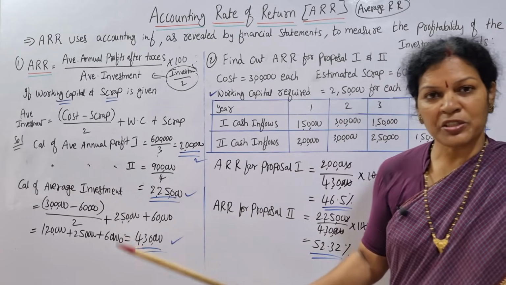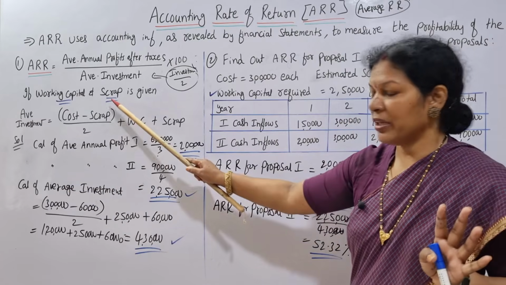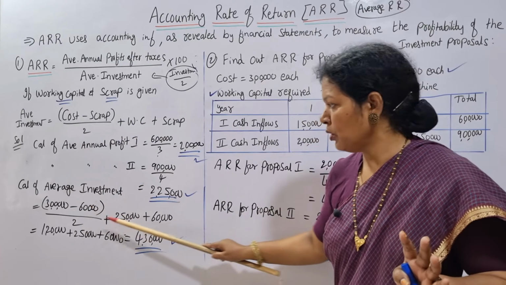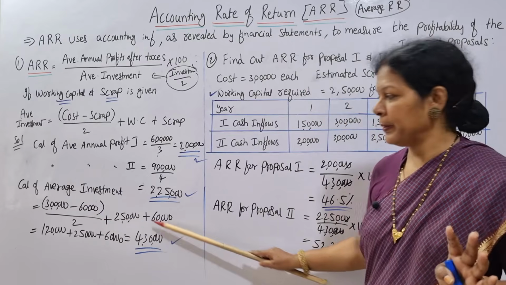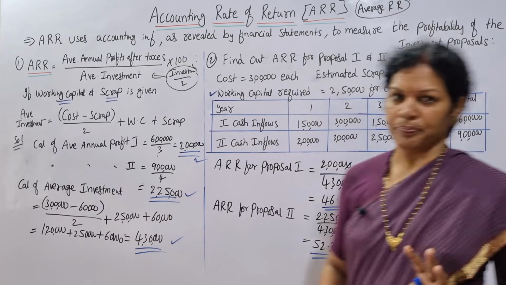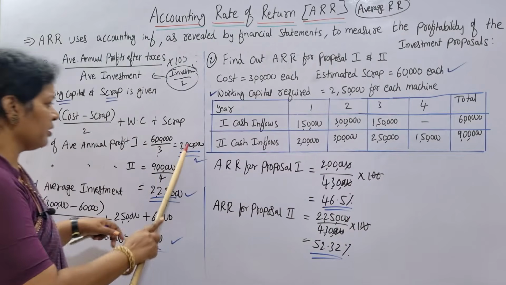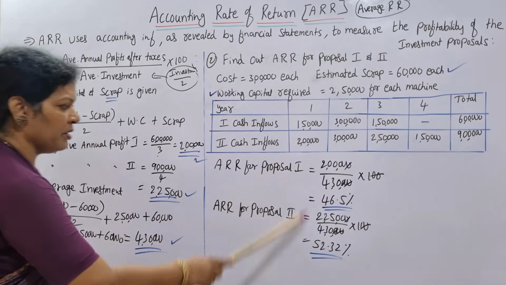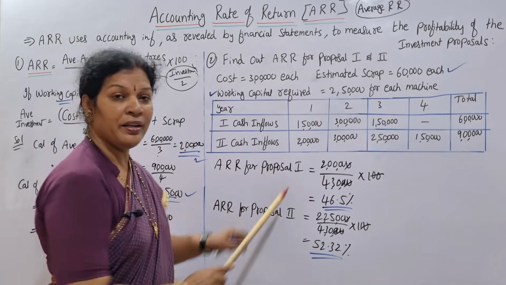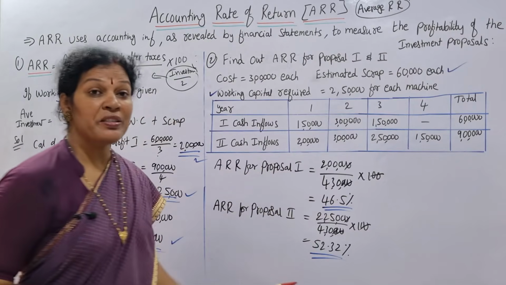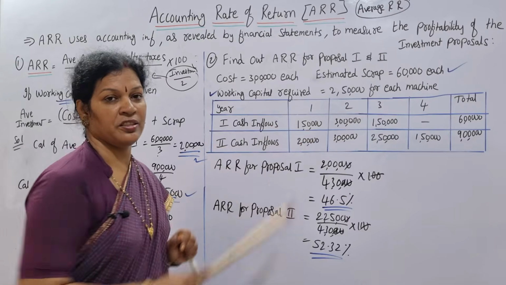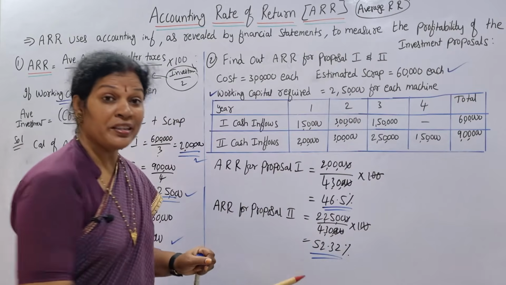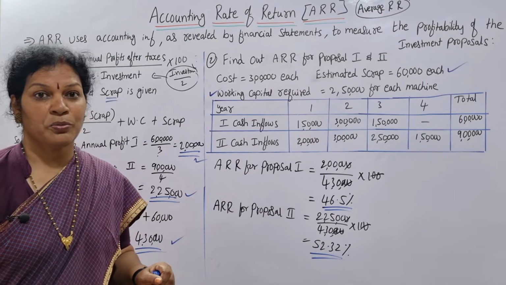Now coming to average investment. Always remember, the formula is: cost minus scrap by 2 plus working capital plus scrap. As per the calculation, you get 4,30,000. So we have average profit for proposal 1 and proposal 2, and average investment. For proposal 1, ARR is 46.5% return you can expect in 3 years. For proposal 2, after 4 years you can expect 52.32%, which is more profitable.